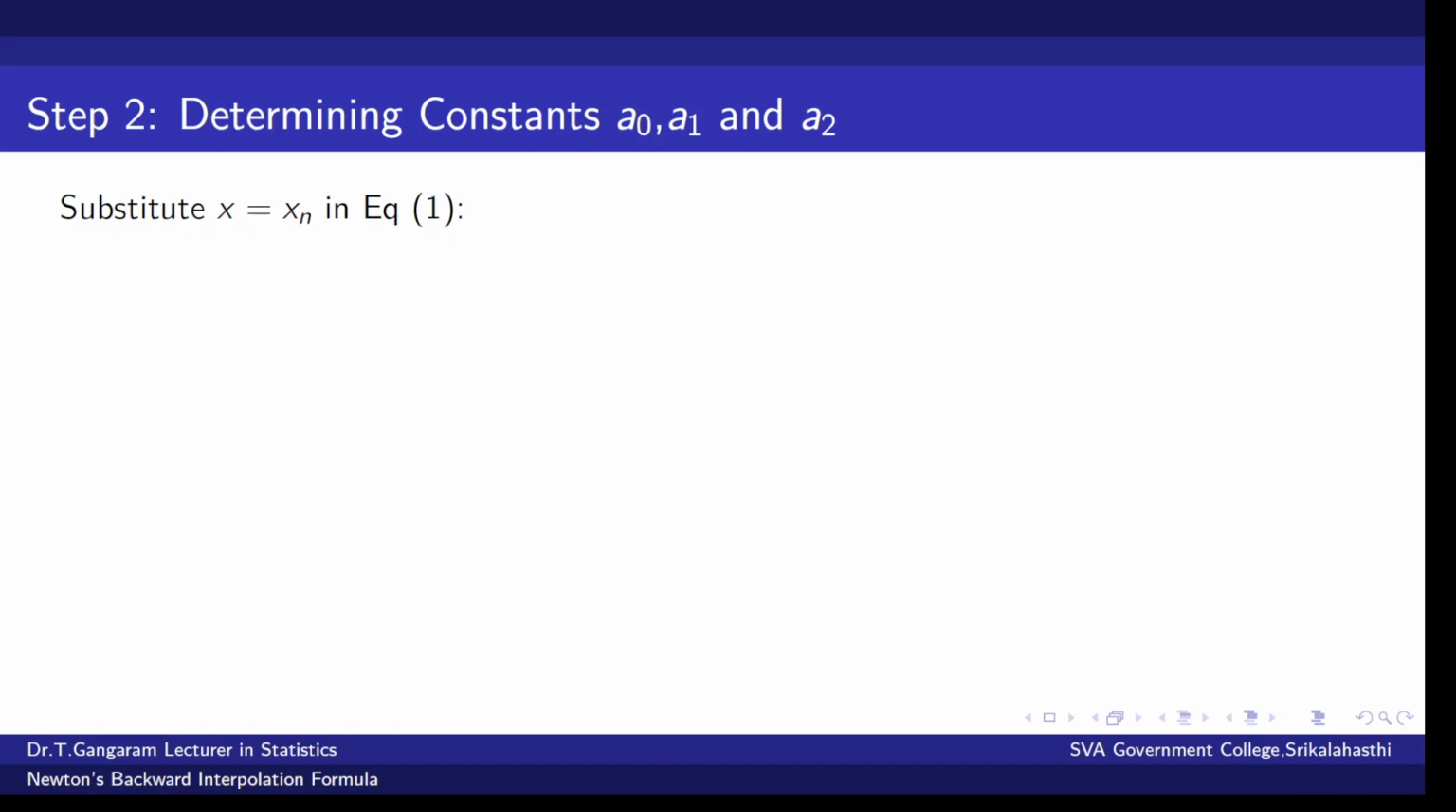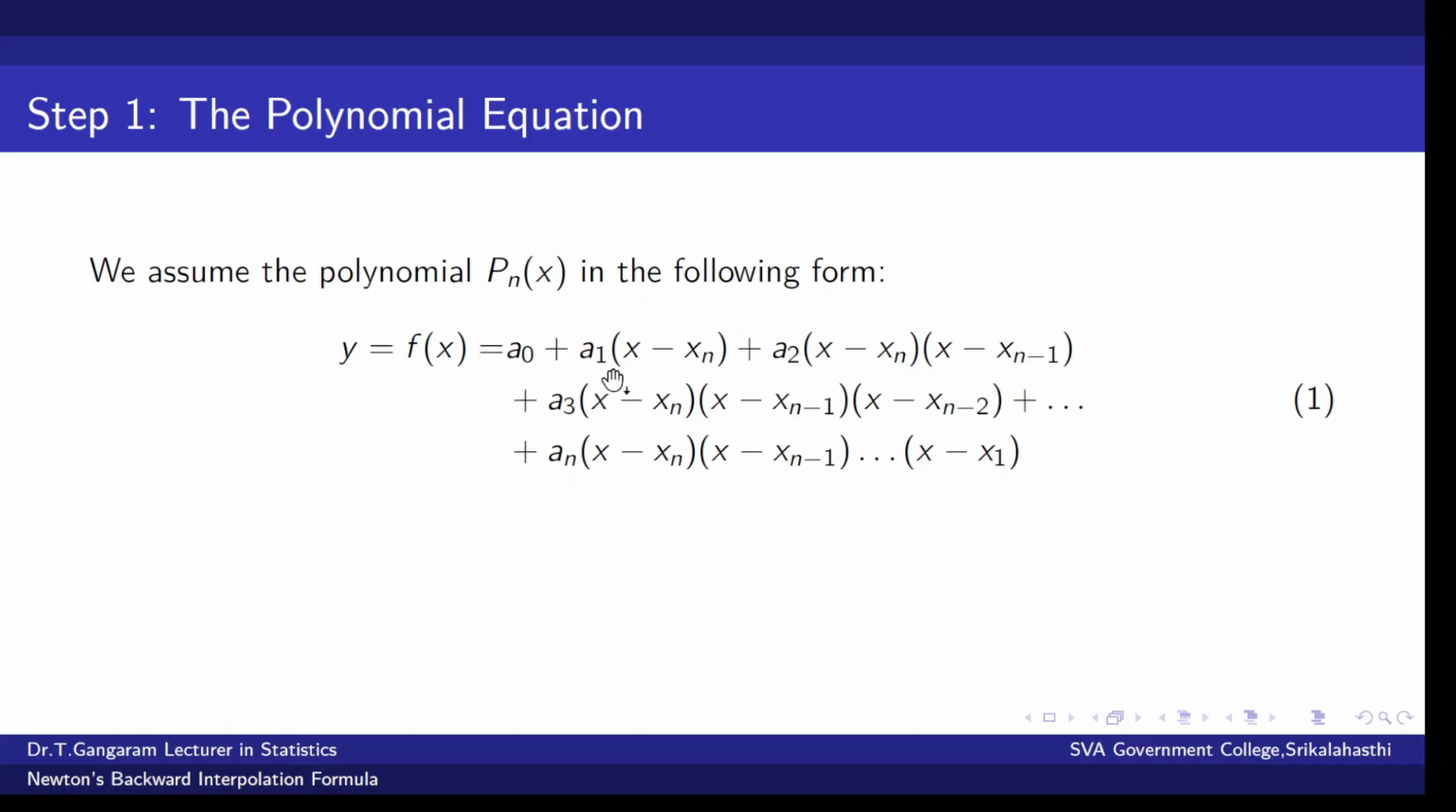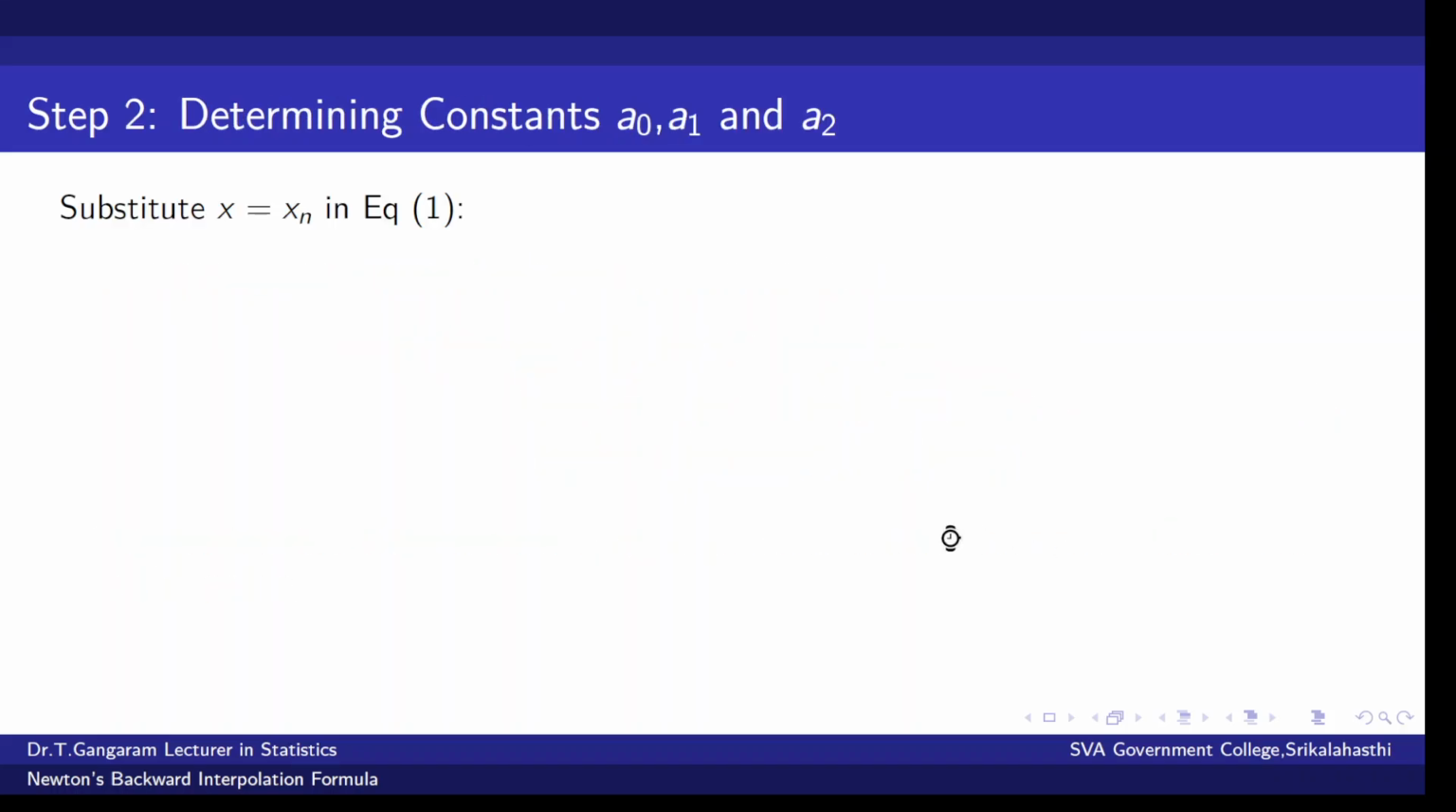Substitute x is equal to xn in equation 1. Here f of xn, that is yn, is equal to a0 plus a1 into (xn minus xn), which becomes 0. The second term is also 0. So except a0, the remaining terms became 0. So yn is equal to a0. Simply, the coefficient a0 is equal to yn.